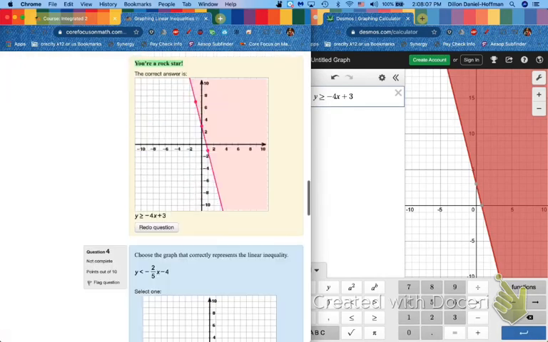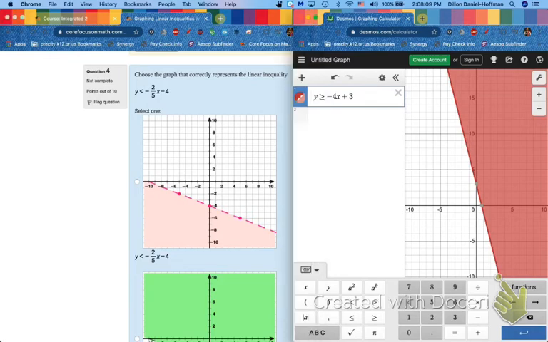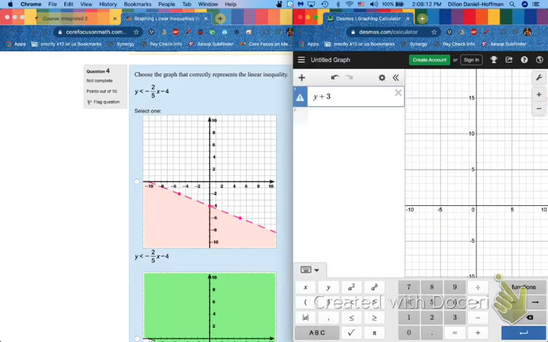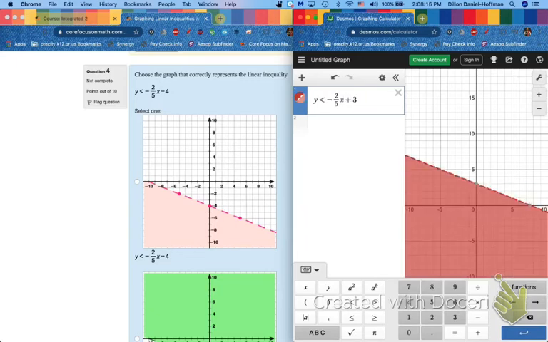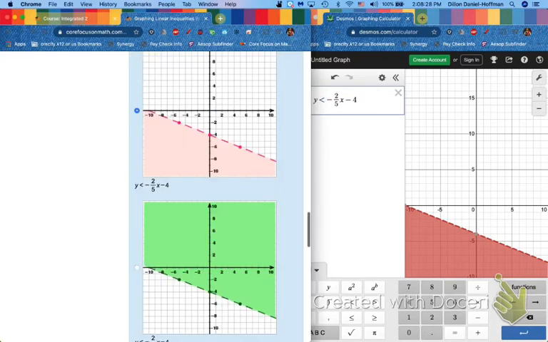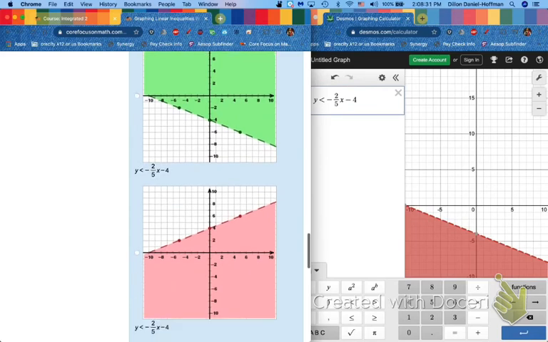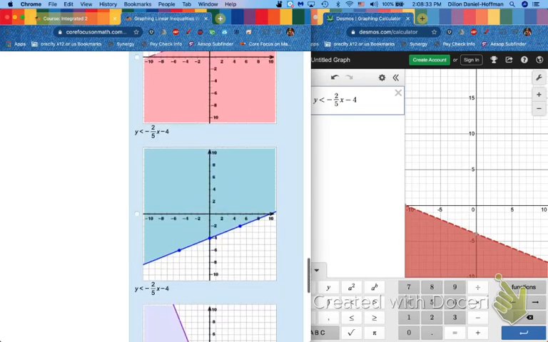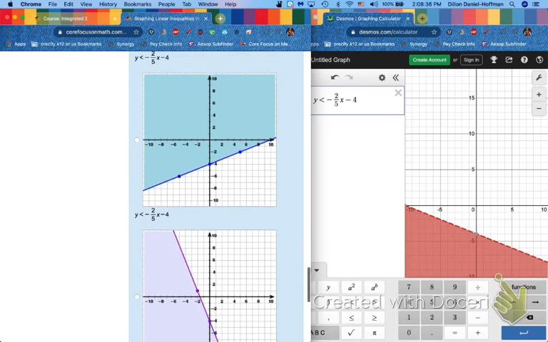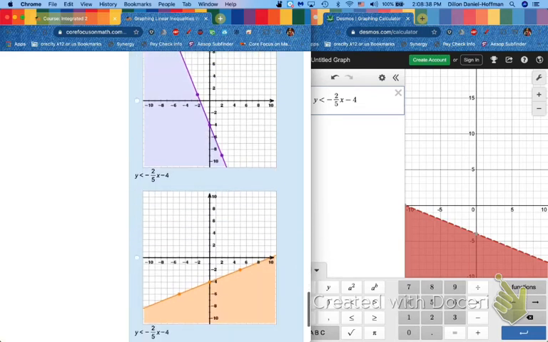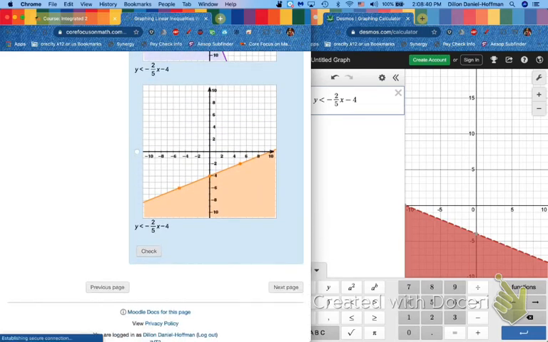Let's roll with it and try this next one. Less than -2 over 5x minus 4. All right, dotted line shaded below because it's a less than. It's got a negative slope, so it's going up and to the left with a y-intercept of -4. All right, that first one looks really close. That one's above. That one's the wrong direction. This one's wrong direction and solid and shaded above. That's as wrong as you can get. Solid line, solid line. It's got to be the one I chose.